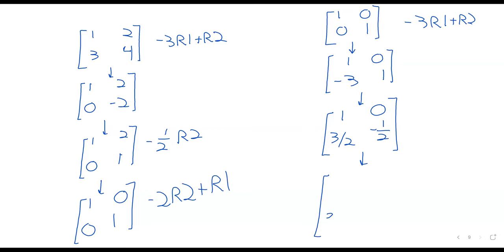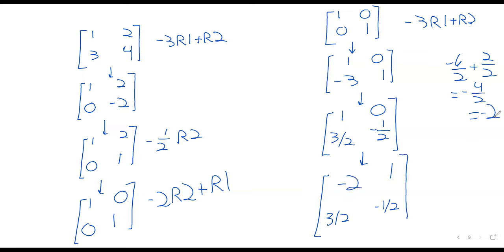So, gosh. Negative one half times negative two is positive one, plus zero is one. Then three halves times negative two is negative six halves, plus one is negative four halves, or negative two. And we can, at this moment of tension, check our work.